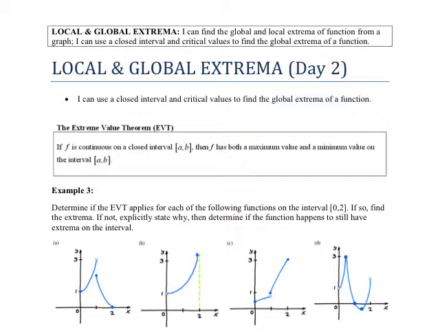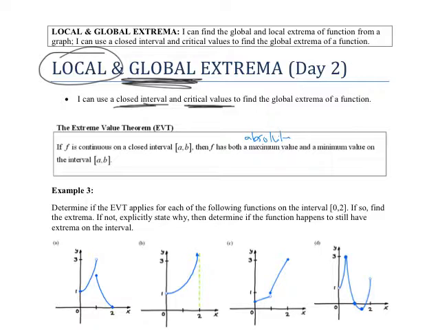Okay, in this video we're going to focus on finding global extrema by using closed intervals and critical values. Again, the local ones we'll hold off on until day 3. So right now we're looking for just global, or another word for that is absolute. And we're going to use the extreme value theorem, which says that if a function is continuous on a closed interval, then the function has both an absolute maximum and an absolute minimum value on the interval. Let's go ahead and write that word in there, absolute.